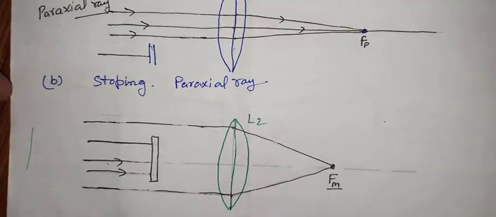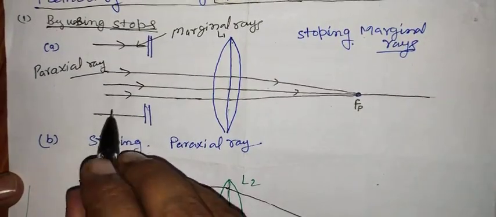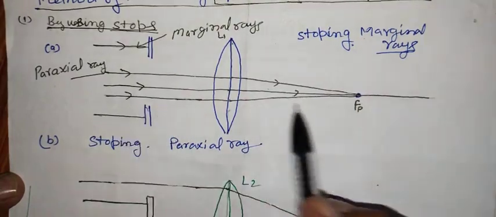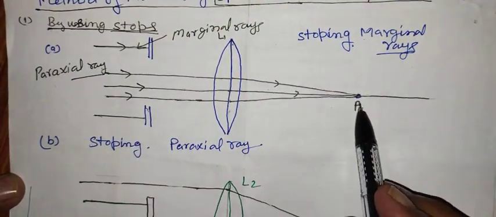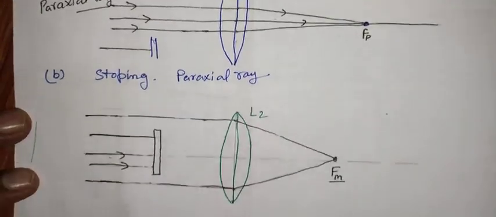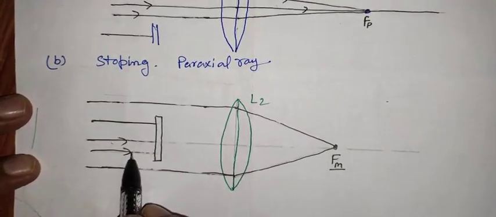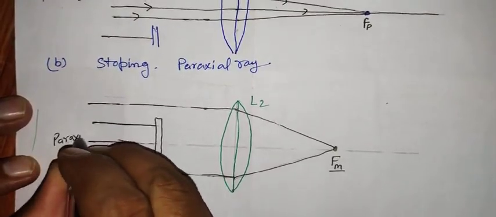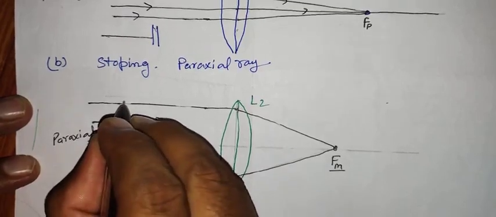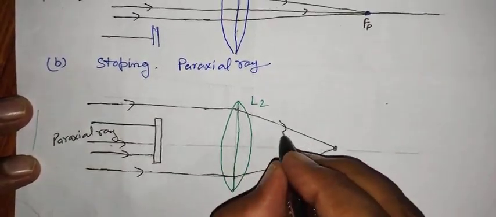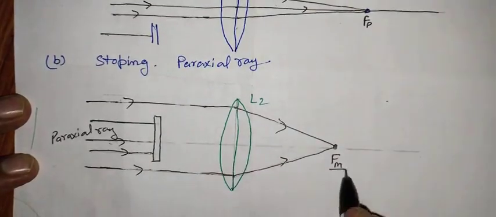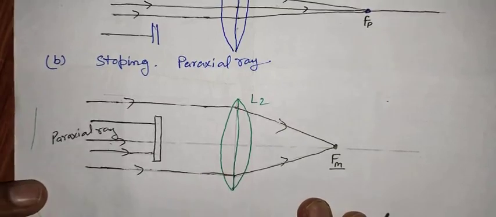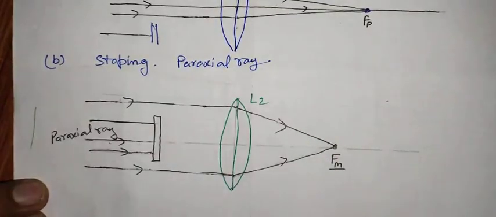So in both diagrams, in diagram 1, we stop marginal rays and allow only paraxial rays to pass, meeting at one point. In the second, we do not allow the paraxial rays to move, and only marginal rays are allowed to move, meeting at one point. So we can remove the spherical aberration by using this technique.